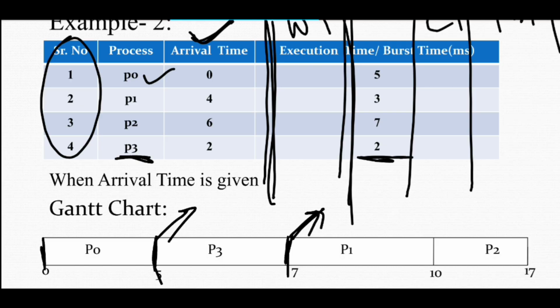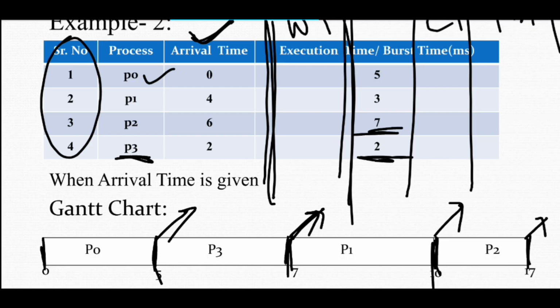Then after P3, P1 and P2. P1 came at 4 seconds and P2 came at 6 seconds. Definitely P1 will go inside the CPU first. P1 execution time is equal to 3 seconds, so P1 will be executed for 3 seconds and leave the CPU at 10 seconds. Then at last P2 executes for 7 seconds, entering the system at 10 and leaving at 17 seconds.